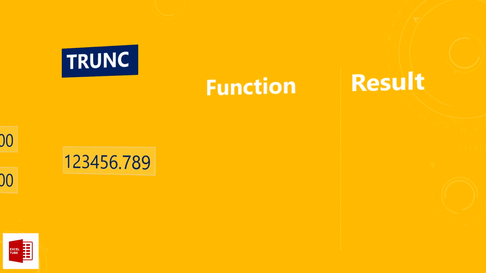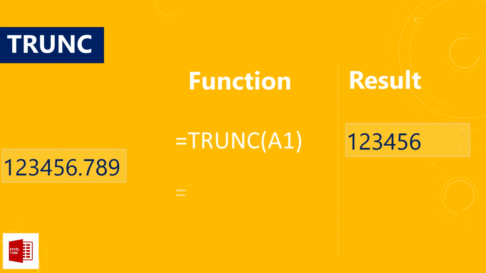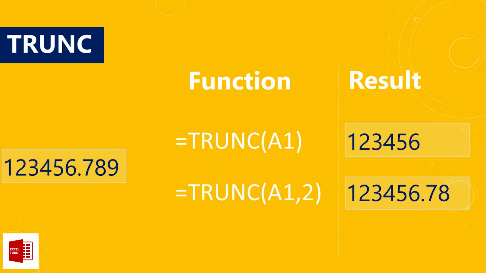The next function is called Trunc. This function is much similar to the round down function. This will remove as many digits as you prefer from the right to the left. But the good thing is, it will only remove the unwanted numbers. It will not round up or round down. It will simply eliminate the unwanted part. With this function, the result will usually be the same as the round down function.